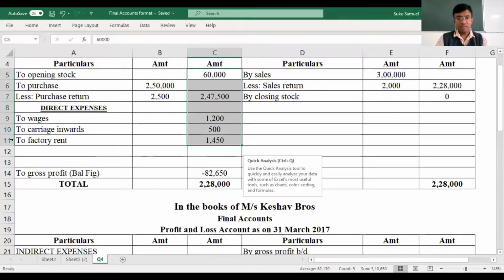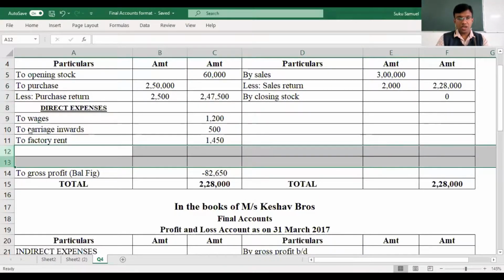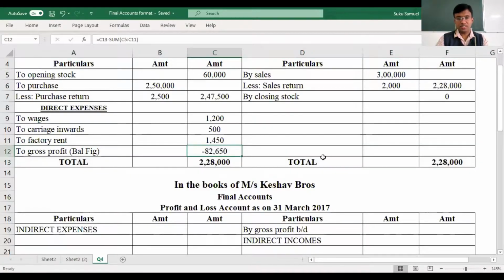When you consider the net amount over here, we are having a loss, a gross loss, and the loss is 82,650. I'm so sorry, I think I made a mistake over here. Just give me a quick minute.